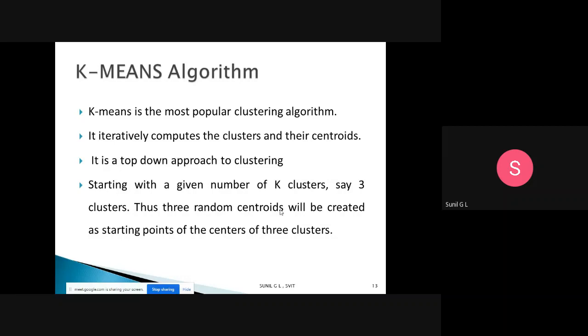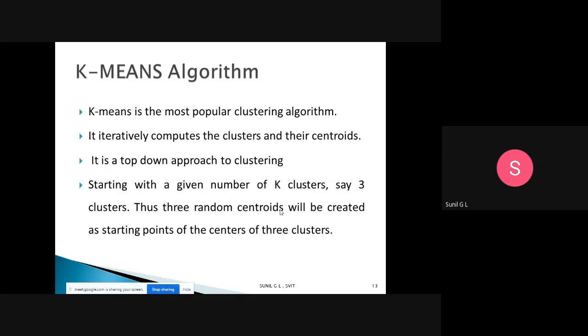Okay, starting with a given number of k clusters, say 3. Suppose you have 100 objects and you want to classify them into k clusters. That way we will call it k-means. K is nothing but the number of clusters. Say we are taking 3.